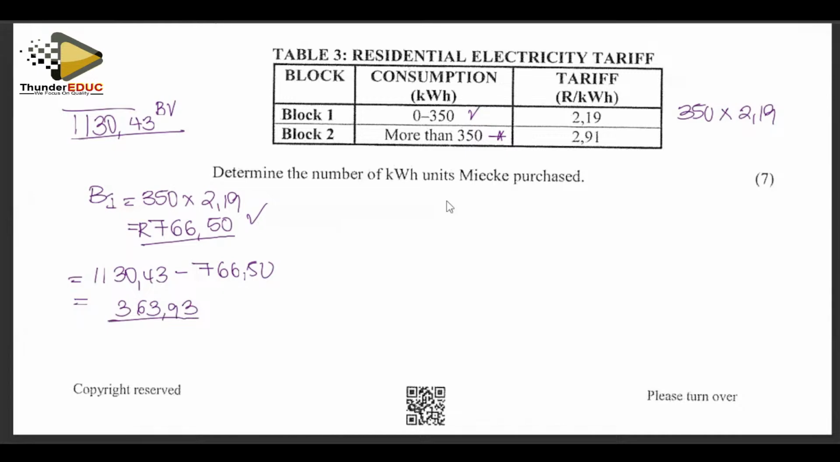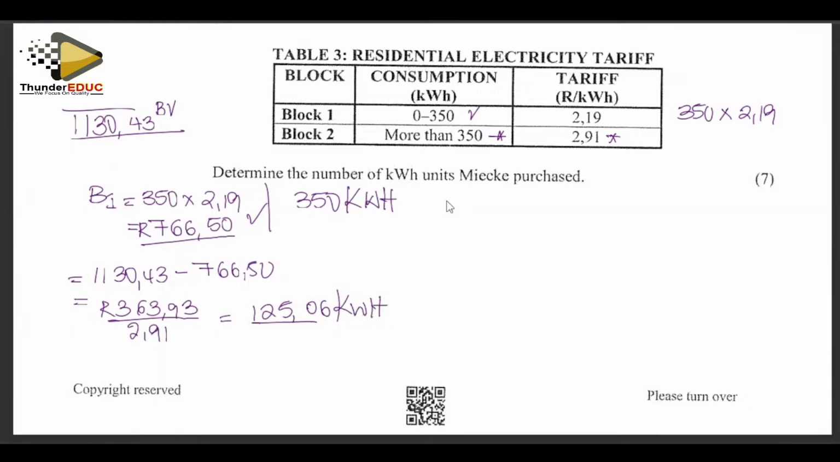So what do we do to find out the units? Block number 1 gave us 350 kilowatts. So what units cost this much in block 2? We are going to divide by 2.91, and the answer became 125.06.